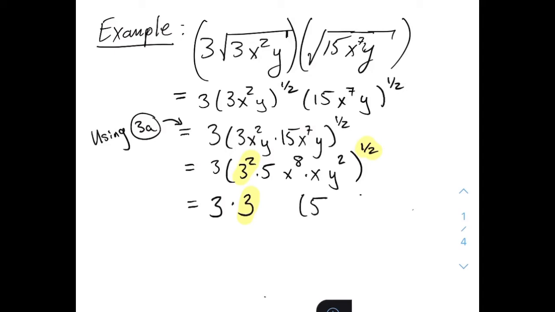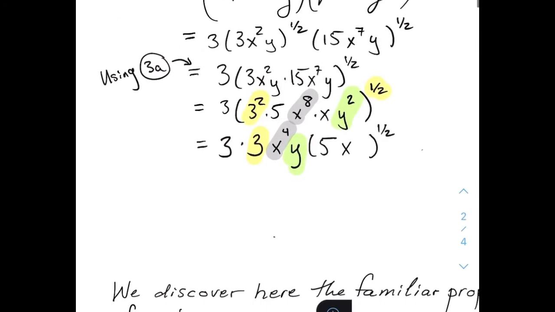We cannot do anything with the 5. X to the 8th to the 1/2 is x to the 4th. X to the 1/2 is just x to the 1/2. Y squared to the 1/2 is y. So, putting this together, we get that this is 9 x to the 4th y, and then writing it in terms of a square root, because that's what the original problem was written in terms of, we get this.